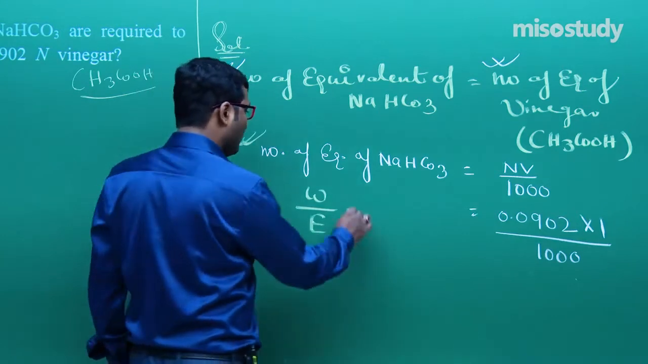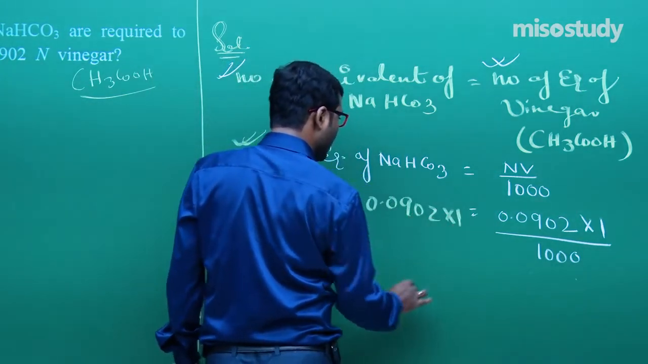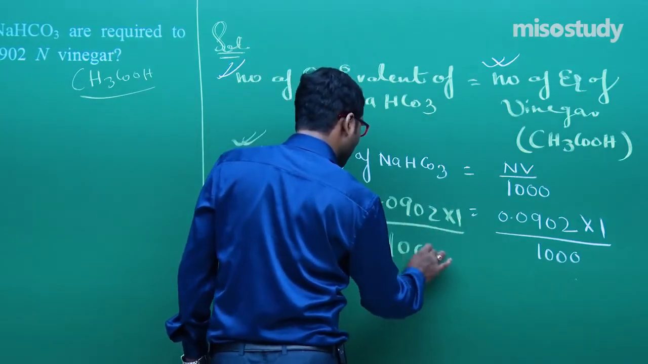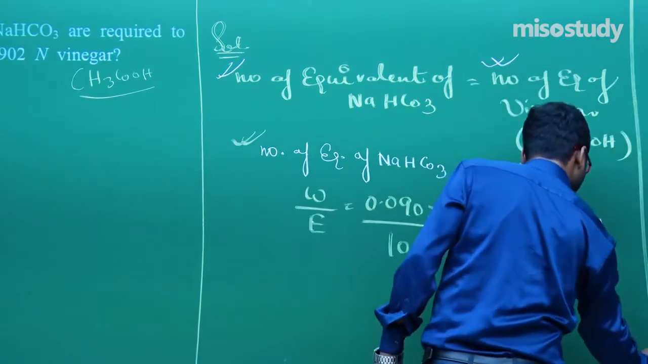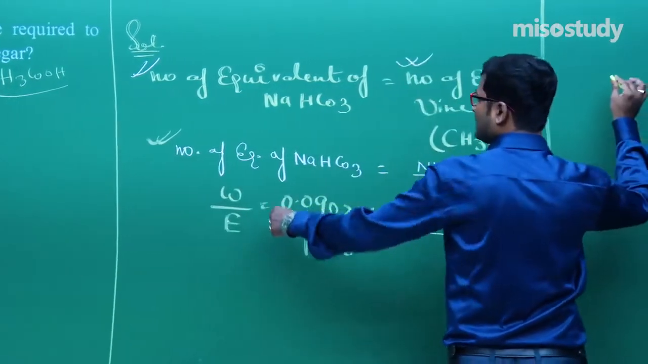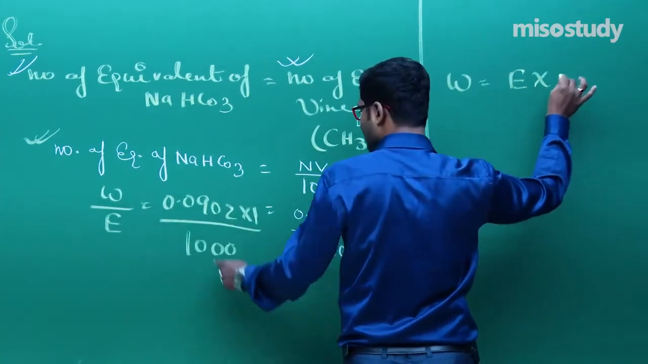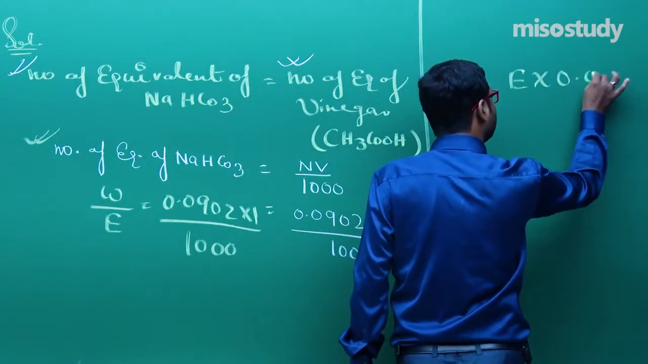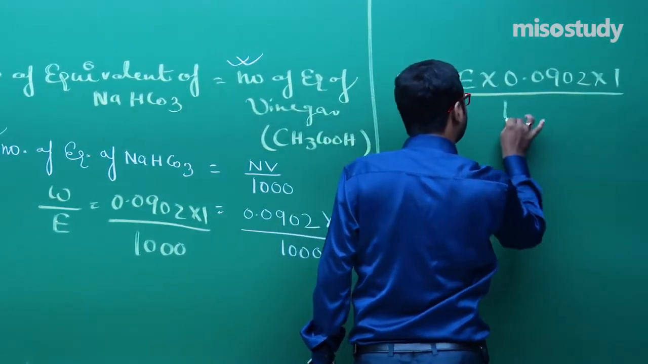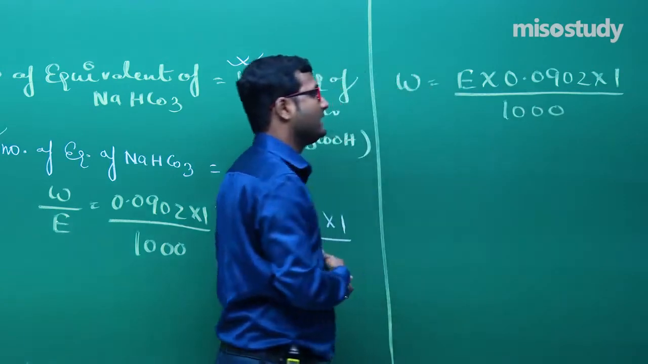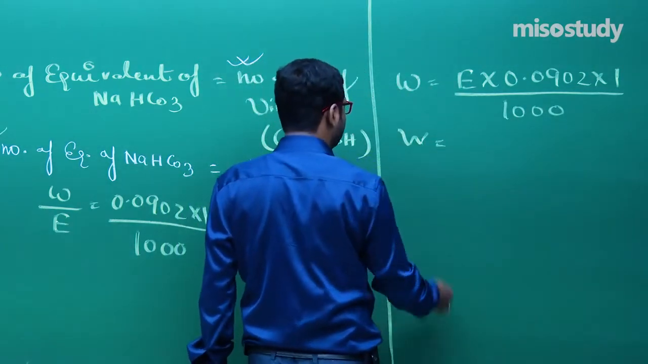Clear to you? Now put here 0.0902 into 1 divided by 1000. Clear? Now moving here. Now we have to find the given mass. Given mass is equal to equivalent mass multiplied by 0.0902 multiplied by 1 divided by 1000. Is it clear, friend? Now what is the equivalent mass in case of NaHCO3?